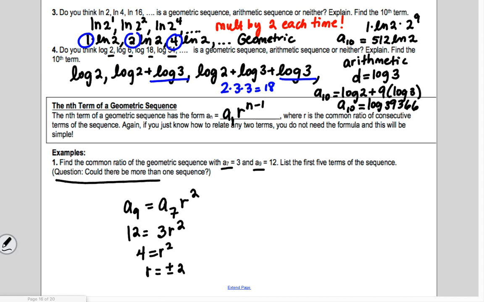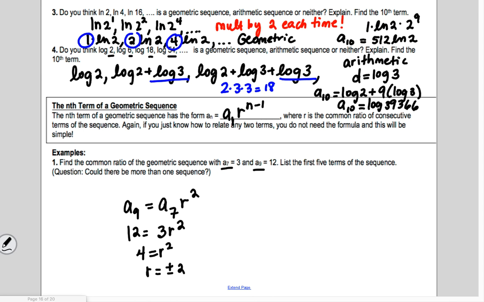So it says, question, could there be more than one sequence? Yeah, actually it could be an alternating sequence, meaning it could go positive, negative, positive, negative, positive, negative, right? Or it could be one where we just have r is equal to 2 and they're all positive. Okay, so there could be more than one. So list the first 5 terms of the sequence.